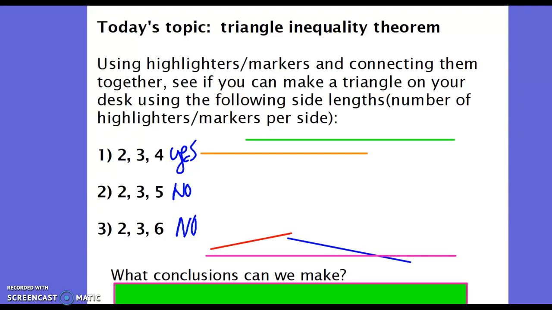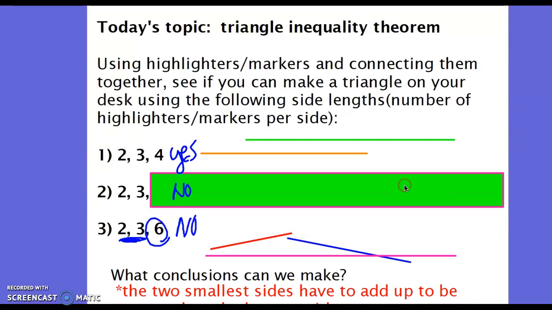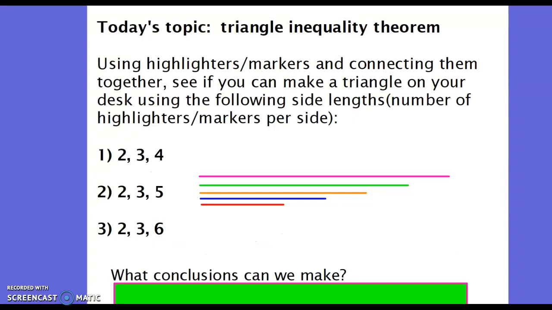Alright, what you should be figuring out, just by manipulating the highlighters or markers, is that if the 2 smaller sides, when you add them up, are equal to the third side, they're not going to make a triangle. If when you add up the 2 smaller sides they're less than the longest side, there's no way you're able to make a triangle. So our main conclusion is we can make a triangle if the 2 smaller sides add up to be greater than the longest side. Again, I'll say that: the 2 smallest sides have to add up to be greater than the longest side. And that is called the triangle inequality theorem.